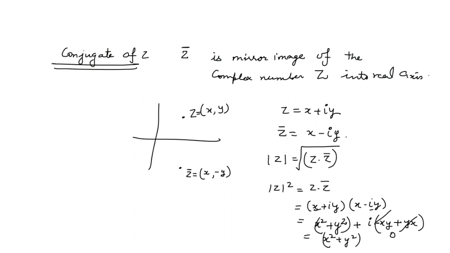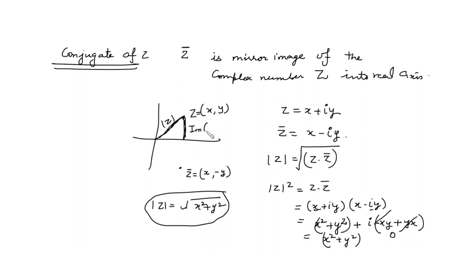So mod of z square is x square plus y square, and mod of z will be the square root of x square plus y square, which is the directed distance from the origin to the point z. This is the mod of z. This is the imaginary part of z, and this is the real part of z. So this is a geometrical representation of a complex number, where this is the real part, this is the imaginary part, and this is the mod of z.